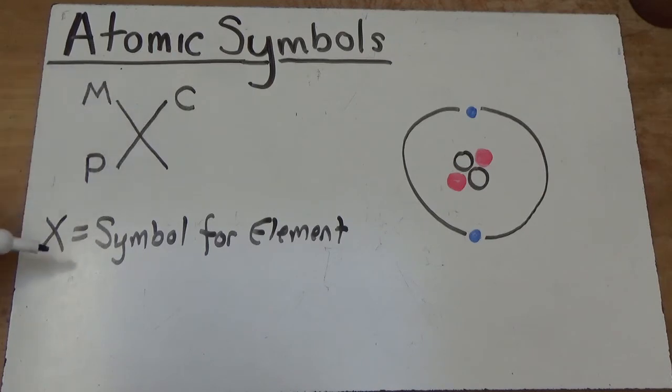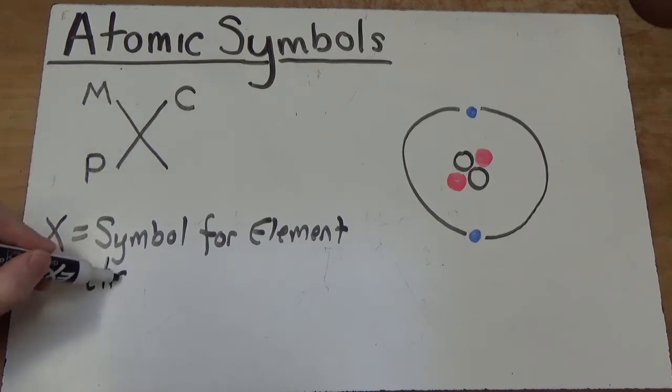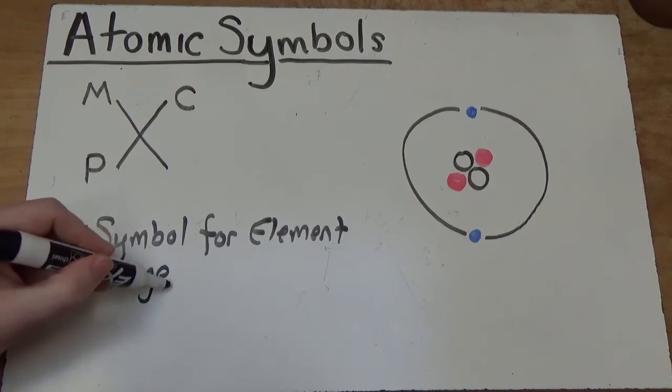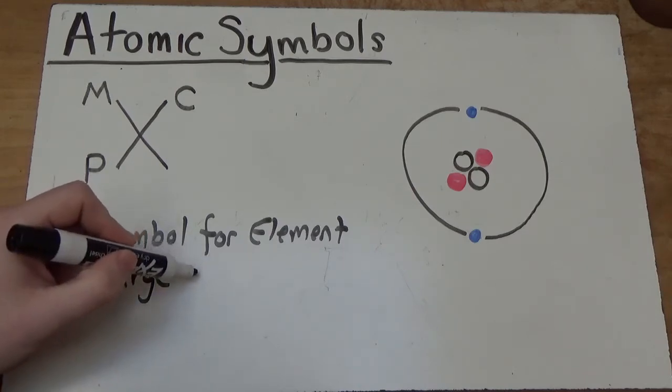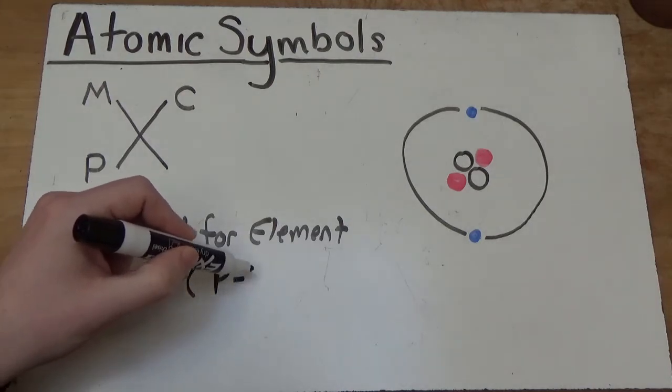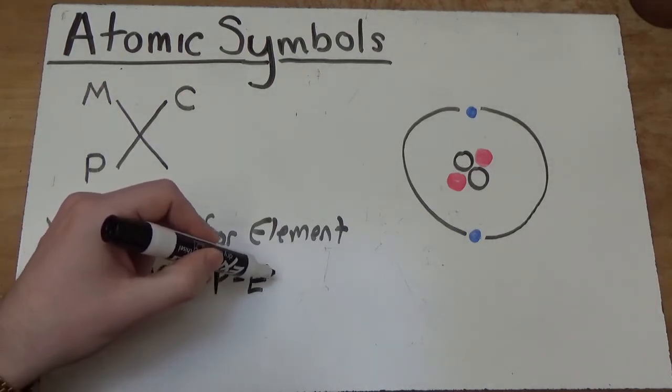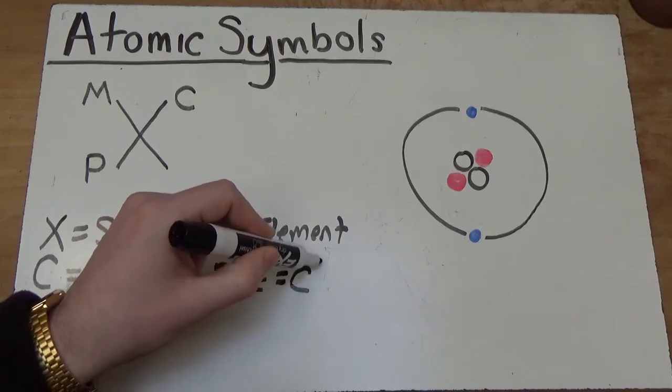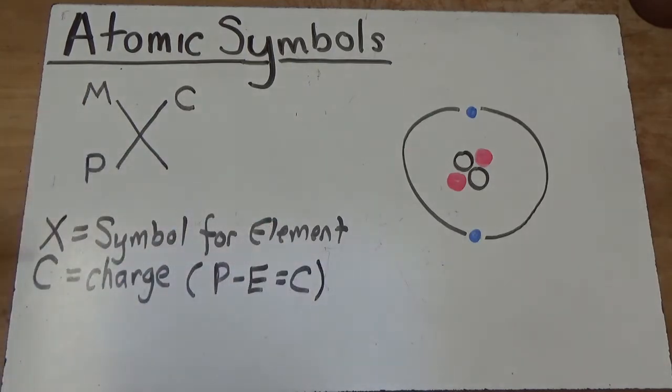In the top right, we're going to be listing the charge of that atom or ion. And charge is simply the number of protons minus the number of electrons.